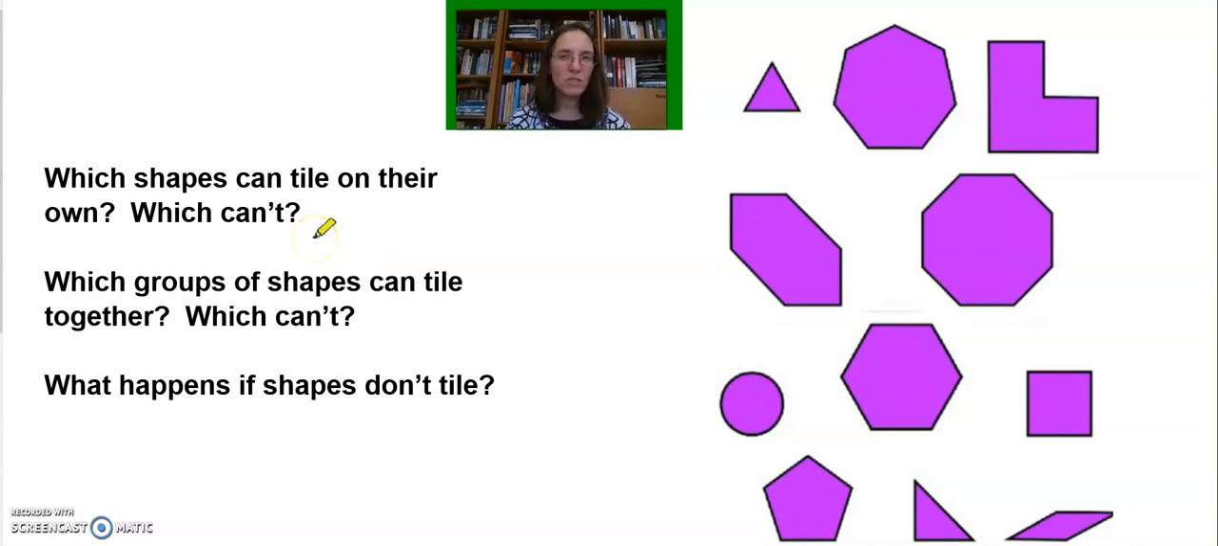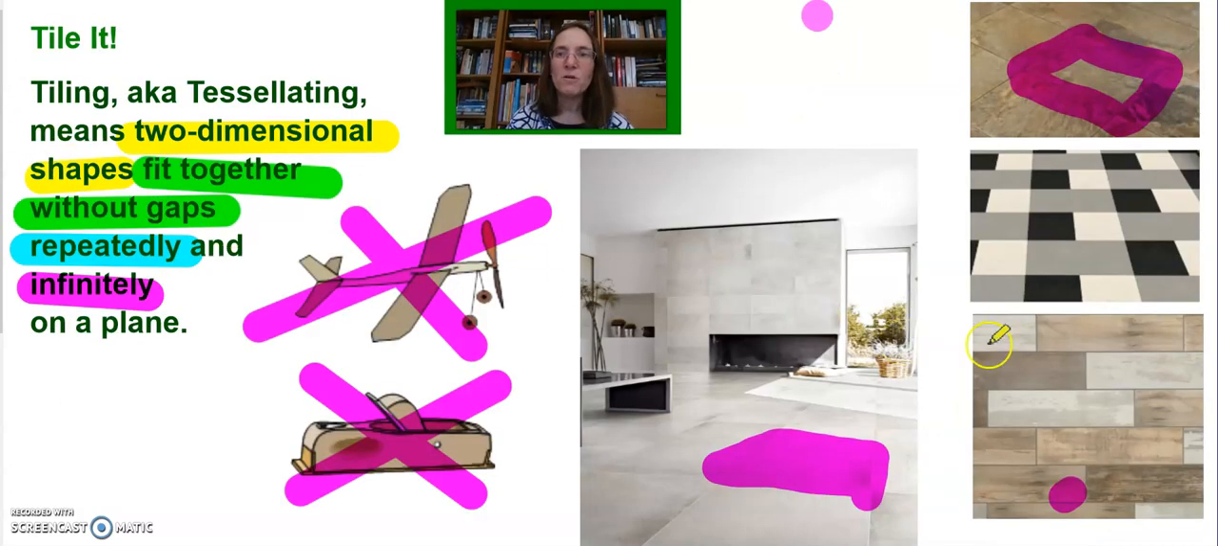Once you've figured out which ones will tile alone, then you could explore the next question, which is which groups of shapes can tile together? What are you talking about, Miss Foster? Well, back here on this one, I have a rectangle that is gray, and you can kind of see it there. It's got a little perspective. Then we have a square that is the height of the rectangle and is half of the rectangle and black.